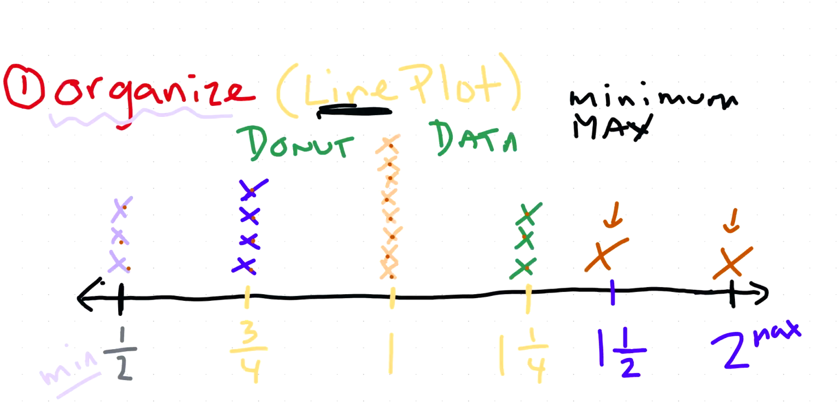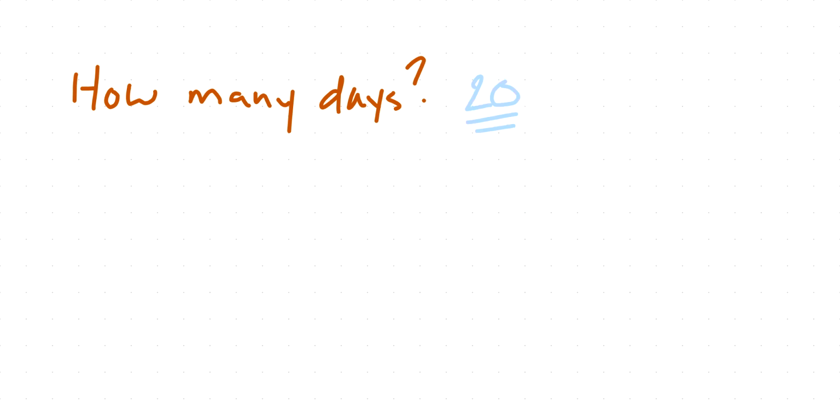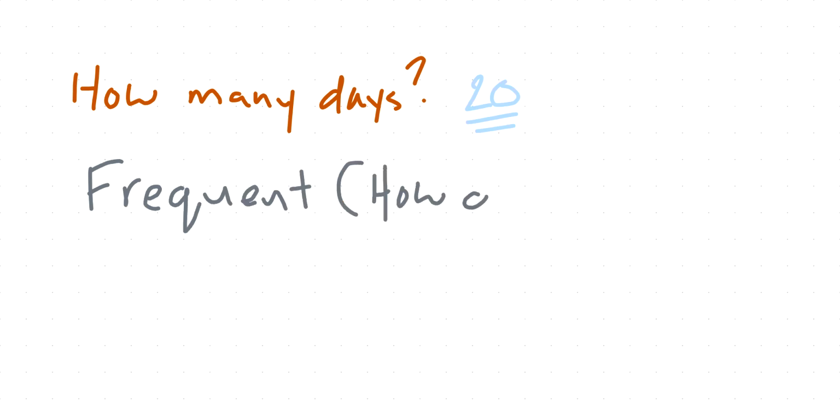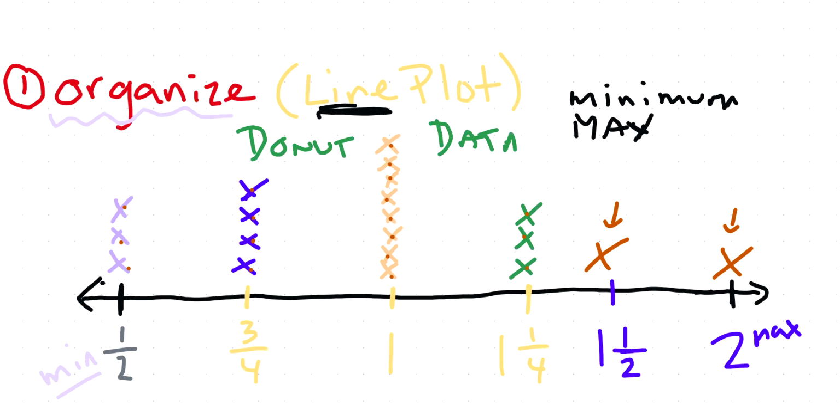Another question might be, well, what amount was the most frequent? Like, which one did I eat? And that's a fancy word we're going to look at, frequent. That's a word we're going to learn today. But what donut amount did I eat the most? When we look at data, we use that word, frequent. And frequent really just means how often. So in this case, we want to look at which portion of a donut I ate the most, right?